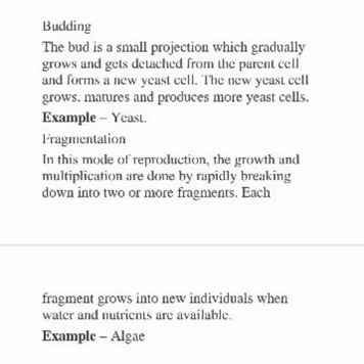Next, write down the side heading, budding. The bud is a small projection which gradually grows and gets detached from the parent cell and forms a new yeast cell. The new yeast cell grows, matures and produces more yeast cells. Example, yeast. Next, fragmentation. In this mode of reproduction, the growth and multiplication are done by rapidly breaking down into two or more fragments. Each fragment grows into a new individual when water and nutrients are available. Example, algae.